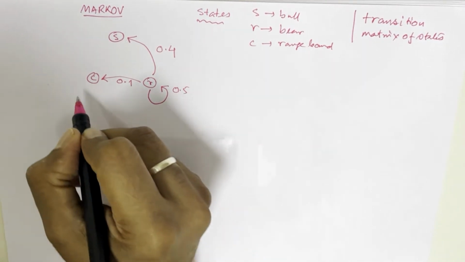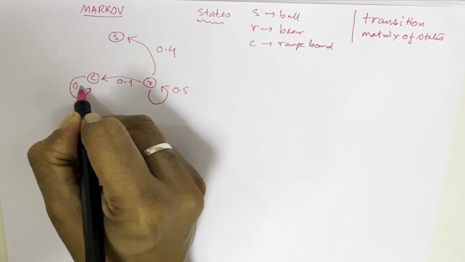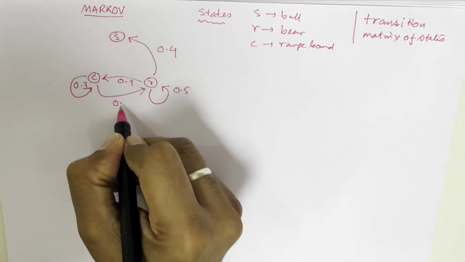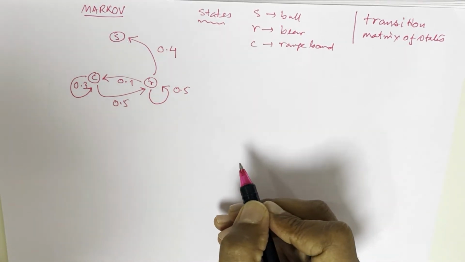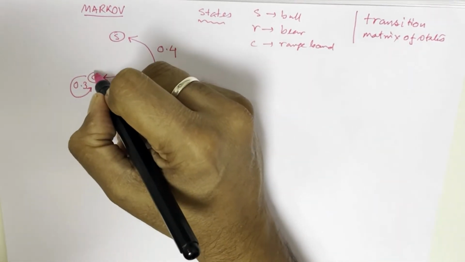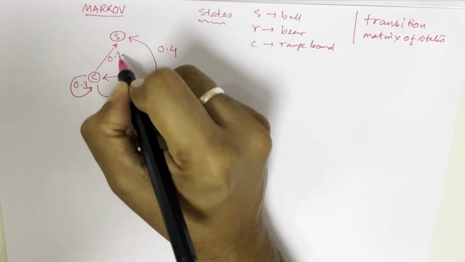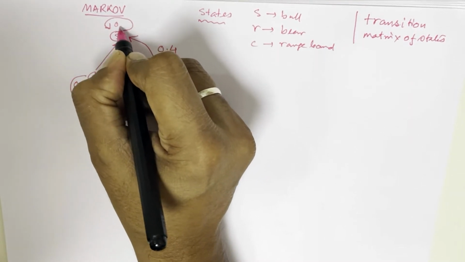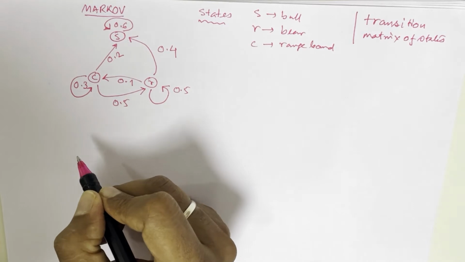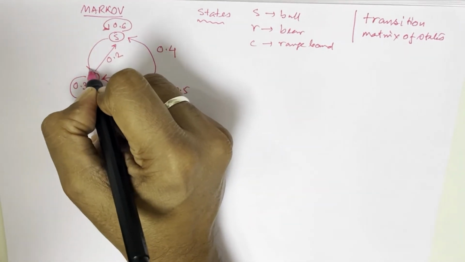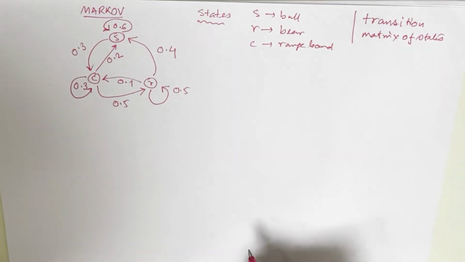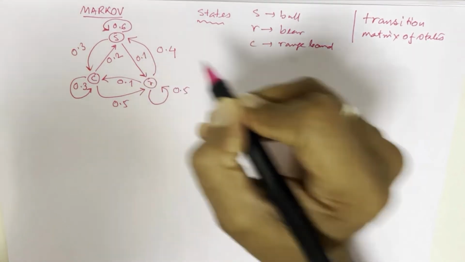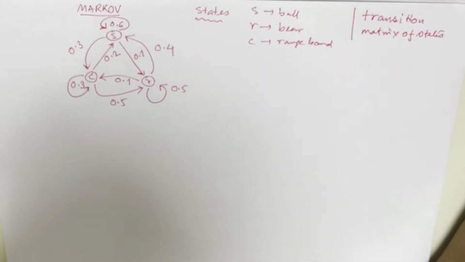Now come to C. C repeating itself has a probability of 0.3. C to R has a probability of 0.5, therefore 0.8, and C to S has a probability of 0.2, therefore making it 1. Now S has a repeating probability of 0.6 and S to C has a probability of 0.3, therefore we are remaining with only 0.1, that is S to R. So we all know the total probability is always 1. Repetition of the same state has a probability.